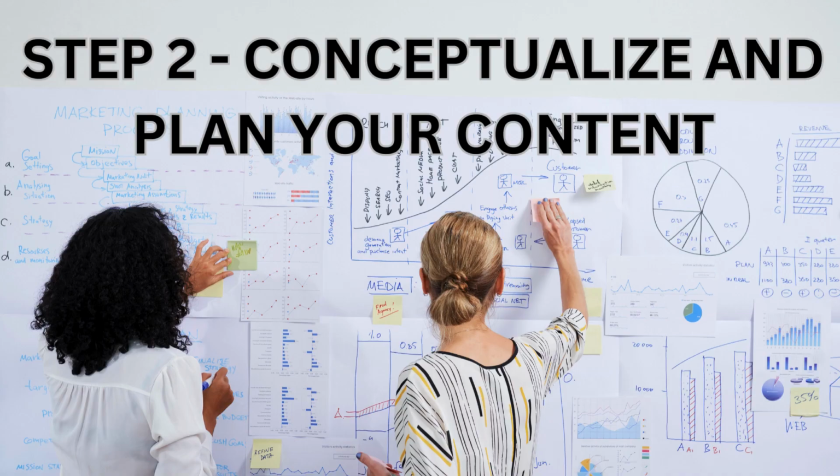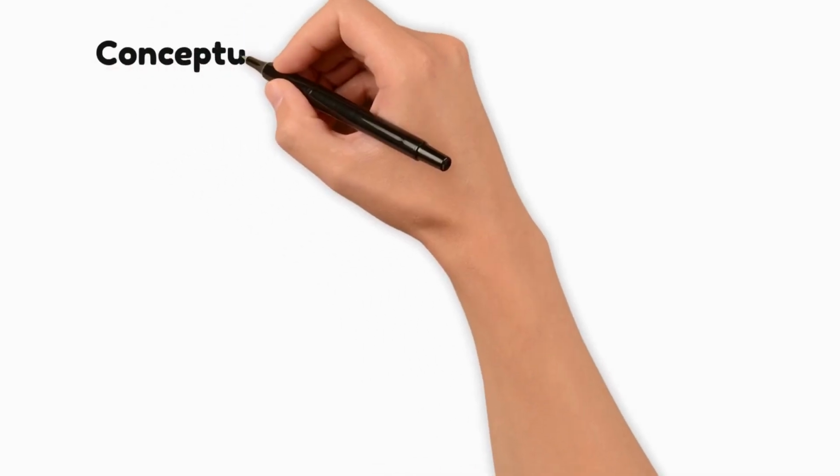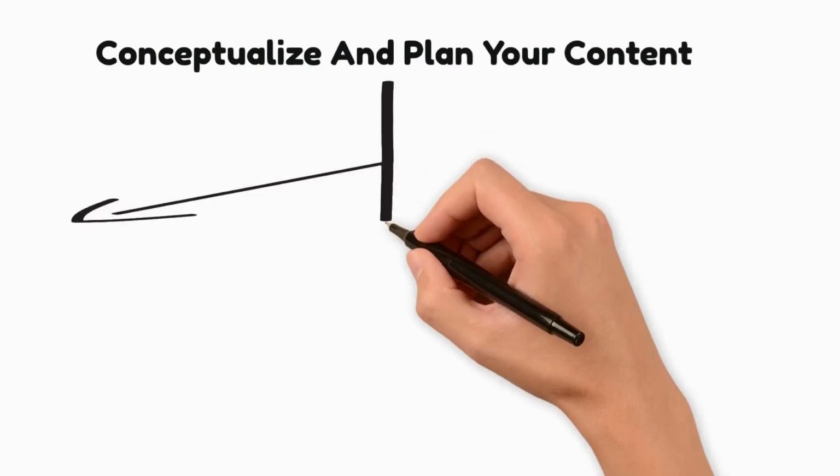Step 2. Conceptualize and plan your content. Once you've selected a niche, it's time to start planning your content. This involves generating ideas, organizing your thoughts, and developing a content calendar.